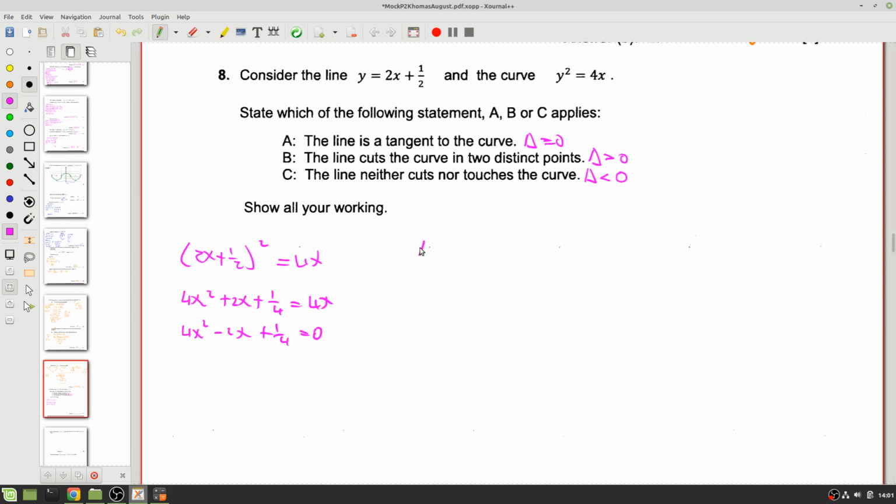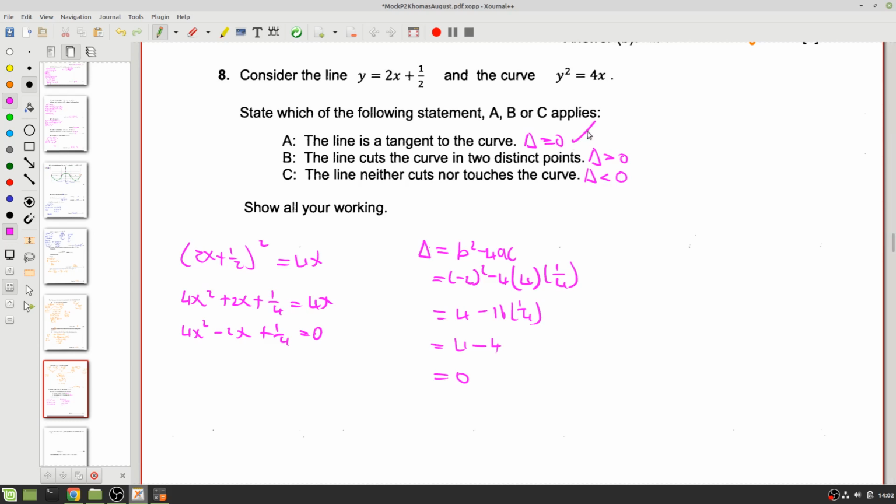Okay, so let's work out what our delta is in this case and see what that gives us. So that is b squared minus 4ac, and let's plug those values in. So b in this case is negative 2, so we have negative 2 squared minus 4 times a, and a in this case is 4, and our c in this case is 1 over 4. And what does that give us? Negative 2 squared is 4, minus 4 times 4 is 16, times a quarter. So that gives us 4 minus 16 divided by 4, which is 4. So our answer is 0.